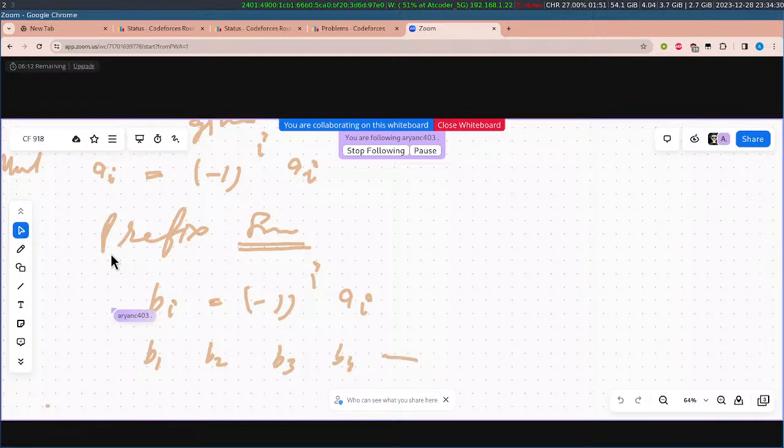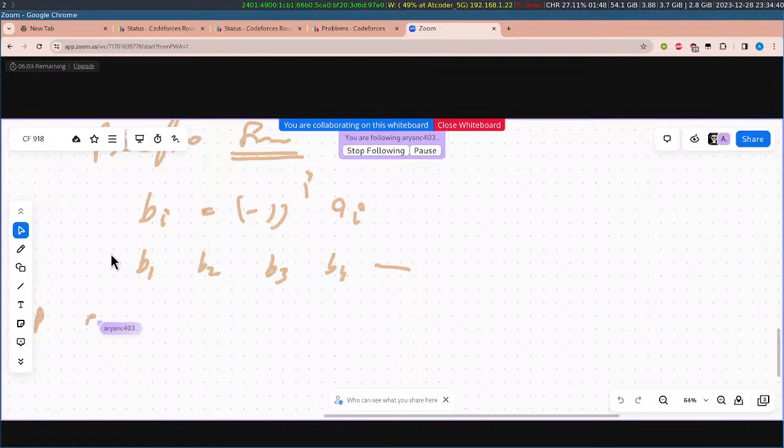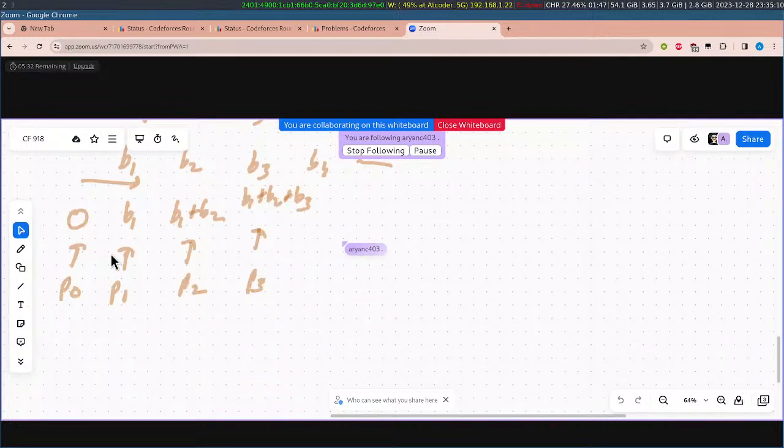If we create a new array P such that the index up to I is the sum of the first I numbers. For example, we create a new array where P0 is 0, P1 is the sum up till the first index B1, P2 is the sum of the first two numbers, P3 is the sum of the first three numbers. That's what people call a prefix sum array: an array in which the ith index contains the sum of the first I elements of an array.